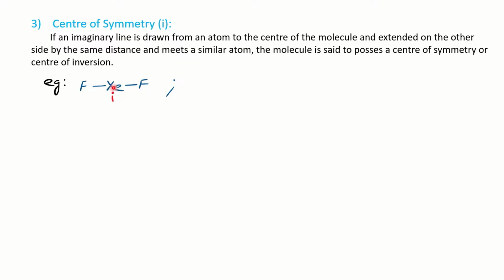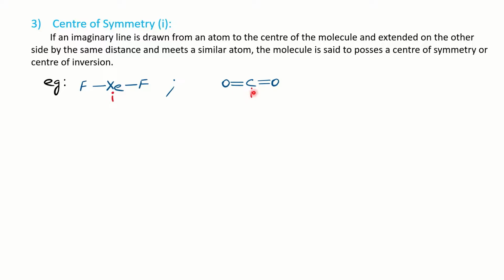So this is the molecule HCF2. Now whether it has a center of symmetry, we draw an imaginary line from the center of the molecule. If you draw an imaginary line on the left hand side, it meets fluorine. And if you draw an imaginary line on the right hand side with the similar distance, and if it meets a similar atom, left side is fluorine, right is also fluorine, it meets a similar atom, then we say the molecule possesses the center of symmetry I.